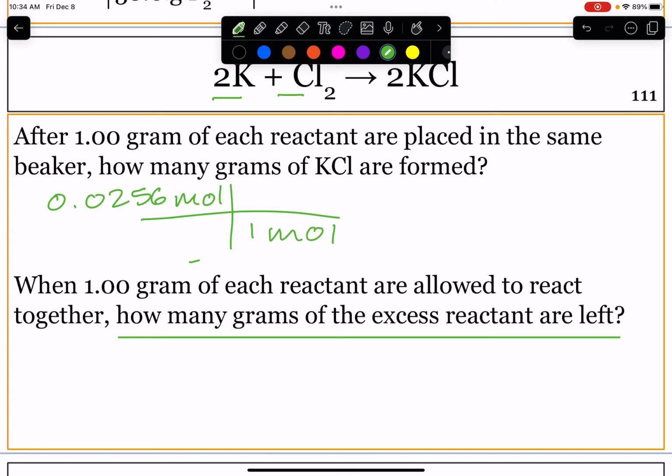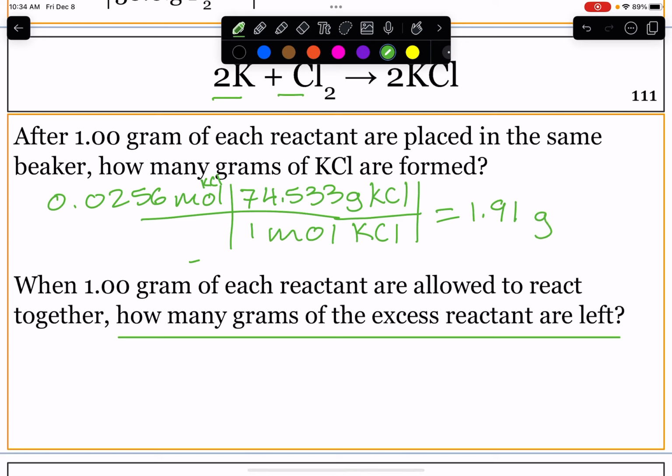Potassium has a molar mass of 39.1 and chlorine is 35.453. That gives us a molar mass of 74.533 grams of KCl. The unit on all of these should be KCl. And then if we multiply that by the 0.0256, the answer to this is 1.91, if we're going to round to 3 sig figs, grams of KCl was produced.